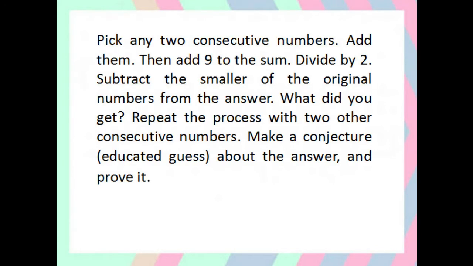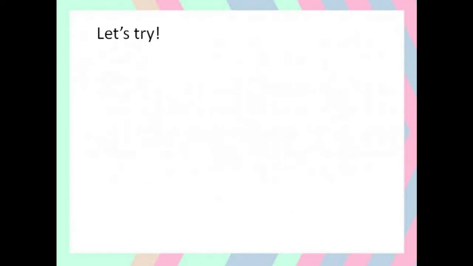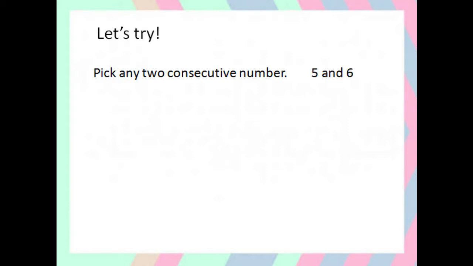The problem states to pick any two consecutive numbers and get their sum, add 9, divide by 2, and subtract the smaller of the two consecutive numbers. So we'll form a conjecture with those instructions by listing the possible equations. Let's try it. I'll pick lower digits so it will be easier to investigate. I pick 5 and 6.